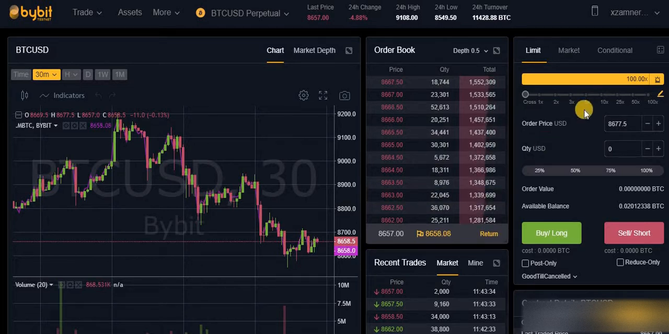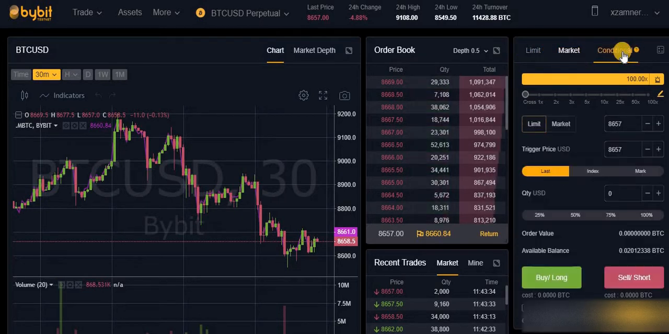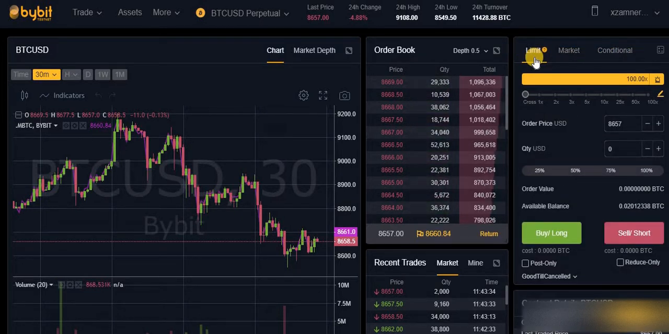I want to place an order right now. You can either place your order using limit order, market order, or conditional orders. What I use really is limit and market orders. With a limit order, you can actually set the price you would like to order at. I can say, okay, I want to order at this price and I want to order 1000 USD contracts. I click on buy if I want to long. I click on sell if I want to short. That's for limit order.